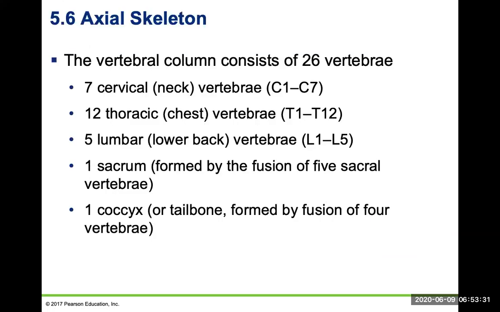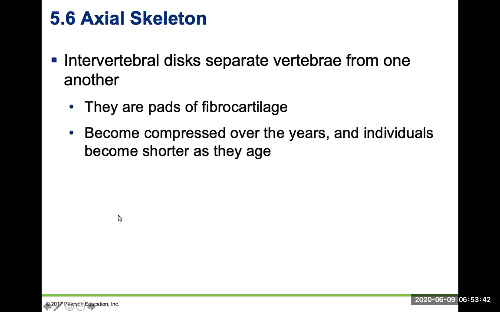The vertebral column consists of 26 vertebrae: the neck vertebrae, the chest vertebrae, and the lower back vertebrae. And then it ends with a sacrum and a coccyx or tailbone. Intervertebral discs separate vertebrae from one another. They are made of pads of fibrocartilage, so these are the discs between vertebrae.